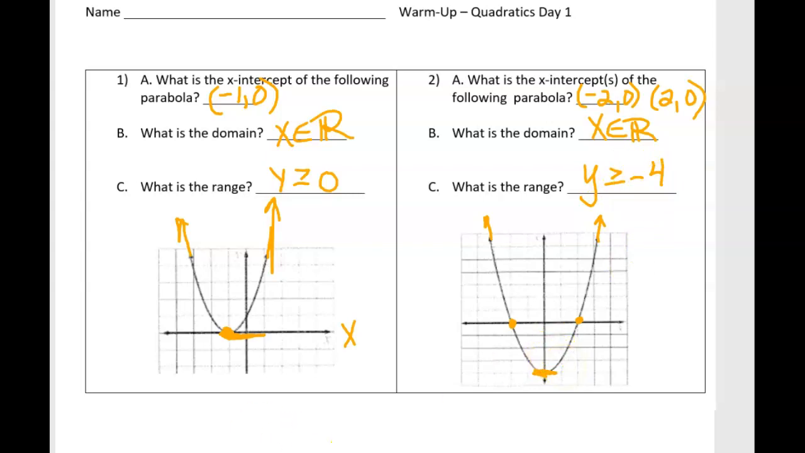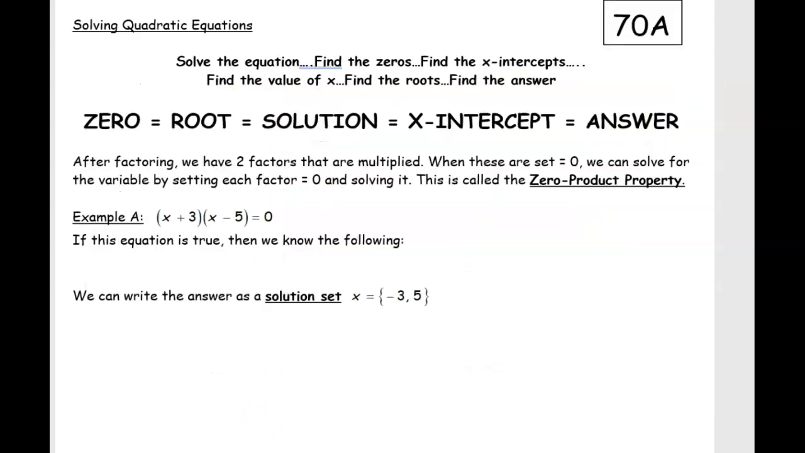All right, so getting into your notes now. We're looking at 70A. Again, to solve a quadratic equation, you find the zeros or the x-intercepts or the roots. Any of these words mean the same thing, okay? So there are multiple ways that you can solve a quadratic equation. All right, one of the ways is to start by factoring it.